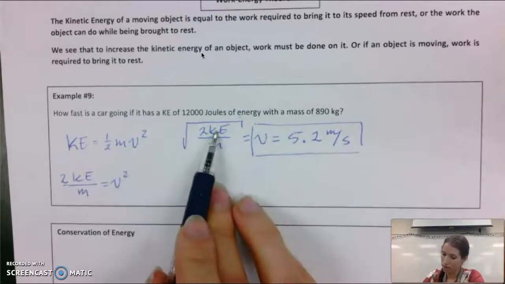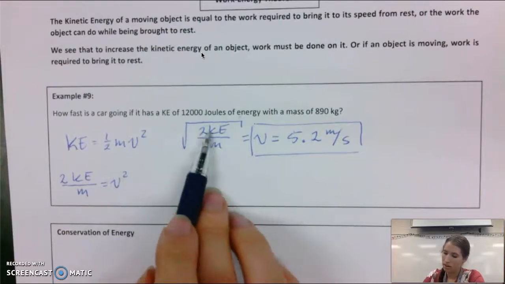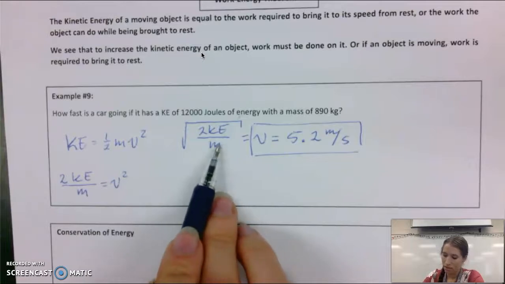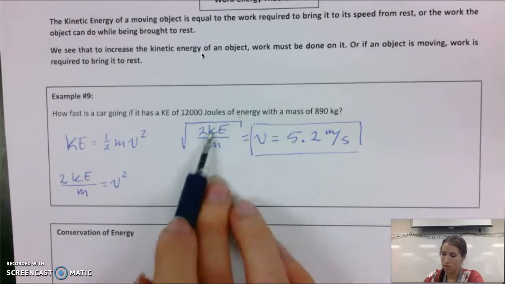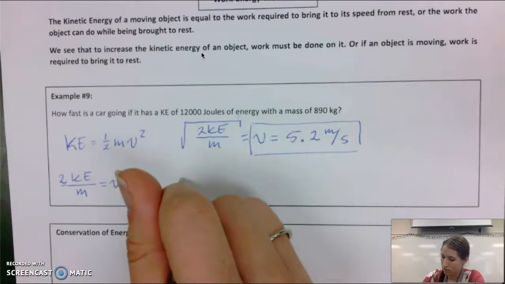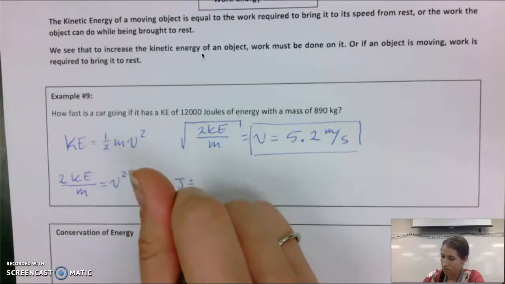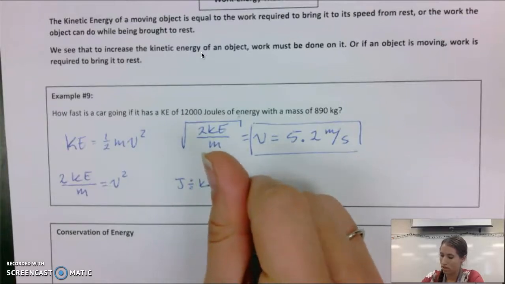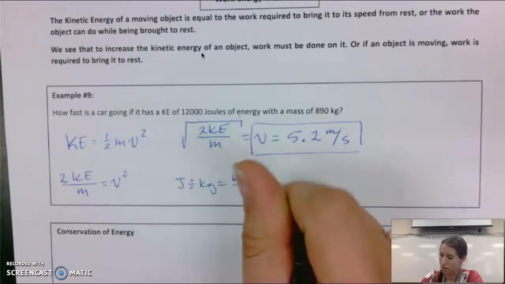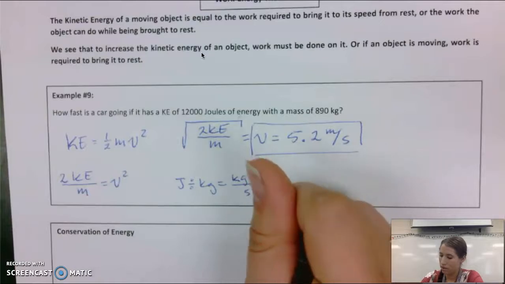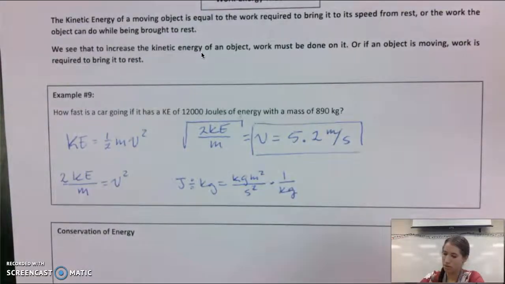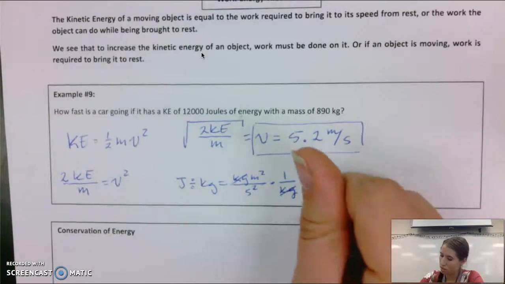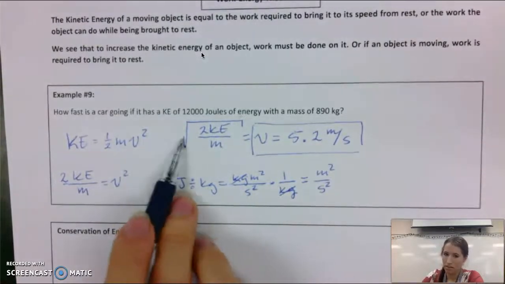So we have kinetic energy, 2 is unitless, kinetic energy, which is a joule, divided by mass, which is kilograms, and then everything under a square root. So let's start here. A joule divided by kilograms. A joule is a kilogram meter squared per second squared, divided by a kilogram, which is the same as multiplying by the inverse, right? So kilograms cancel. We're left with meters squared per second squared, but everything's in a square root.